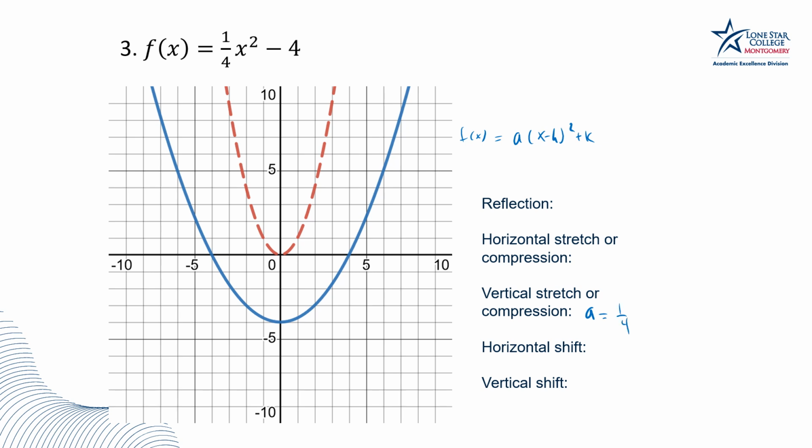So if you look at the blue graph compared to the red graph, which is the default parent function f of x equals x squared, the blue one is a little bit wider. That a value makes it wider as compared to the parent function. And then as before, that -4 on the outside is a vertical shift. So it's moving it down 4. The vertex in this case is moved down 4 units, and also it's being compressed, which makes it a little bit wider with that 1/4.